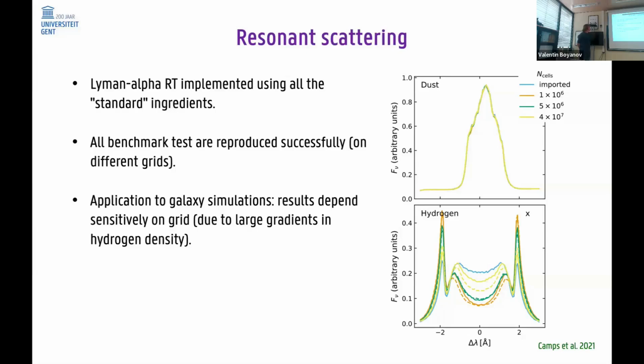And that is, we believe, due to very large gradients in the hydrogen density. Because in such a simulation, from one cell to another it can differ by 4 or 5 orders of magnitude. And then depending on how you interpolate on that, your results can be completely different. We tried the same thing with another Lyman-alpha code, and the same thing happens. So our conclusion was: be very careful in trusting the results of any Lyman-alpha radiative transfer code, because it's very sensitive to how you discretize this.